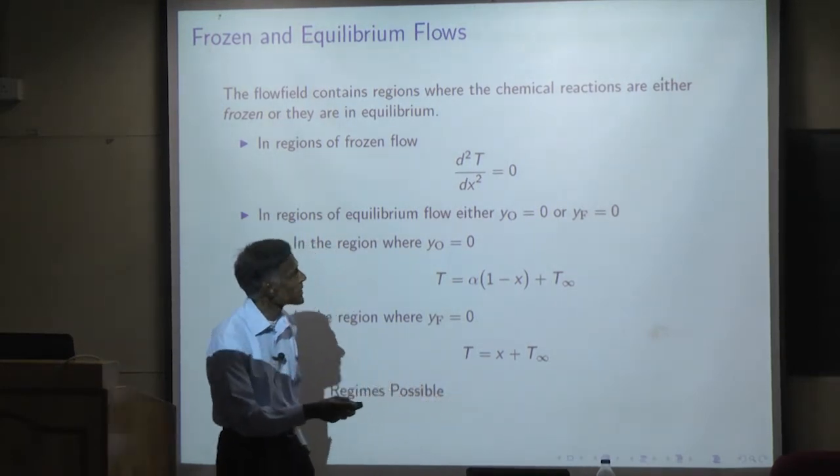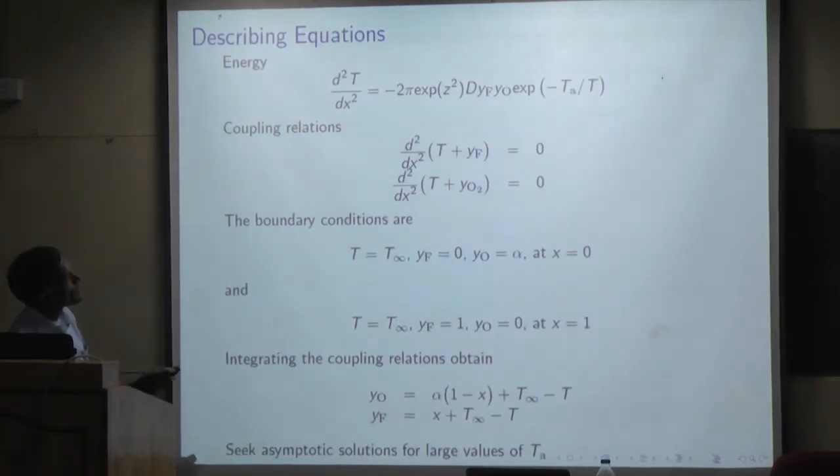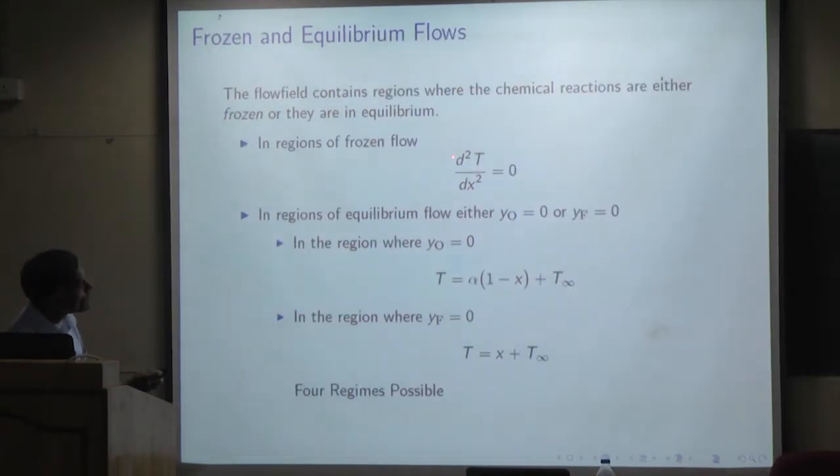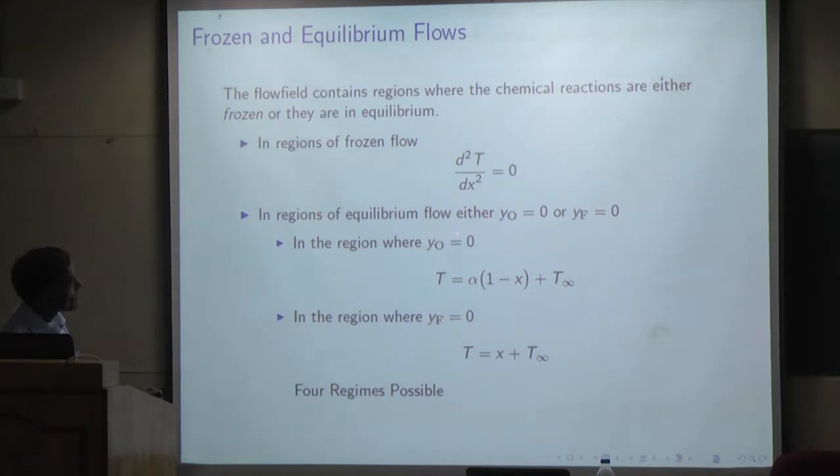What does a frozen flow mean? A frozen flow means that the right-hand side here is zero. There's no chemical reaction taking place. So for the frozen flow, the temperature profile is given by that expression in the regions where the flow is frozen. Now in the regions where the chemical reaction is in equilibrium, right?